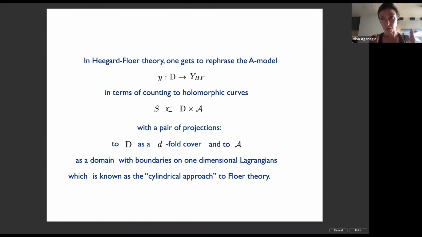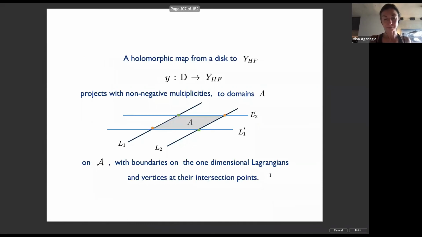instead of counting holomorphic maps to Y, in terms of counting of holomorphic curves in the product of D, the domain of the Landau-Ginzburg model, the worldsheet, times A, the Riemann surface in the target, with a pair of projections, one to D as a branched cover and one to A. So that when it falls on A, it falls as a domain with boundaries on one-dimensional Lagrangians. That's known as the cylindrical approach to Floer theory, which was discovered in the context of Heegaard-Floer theory.